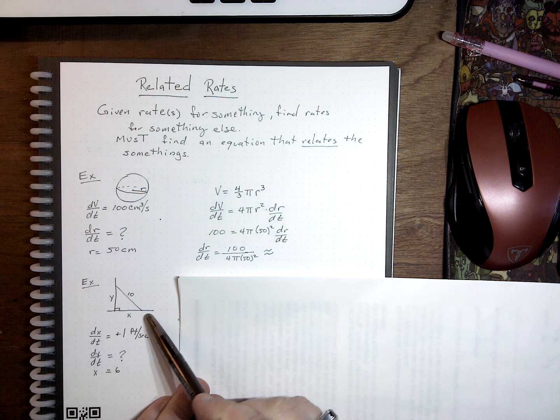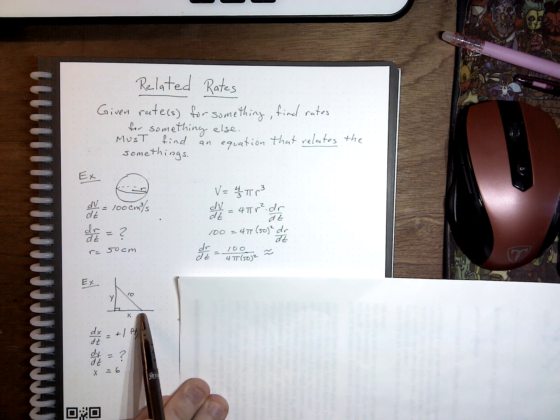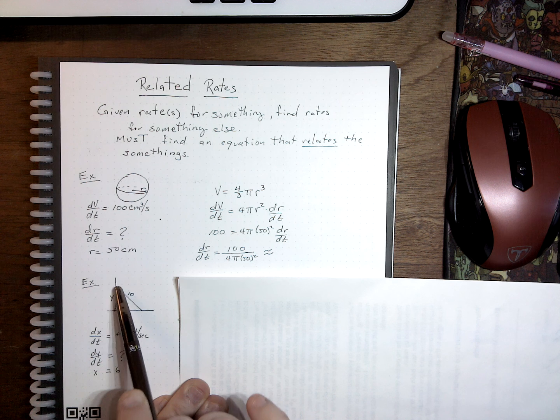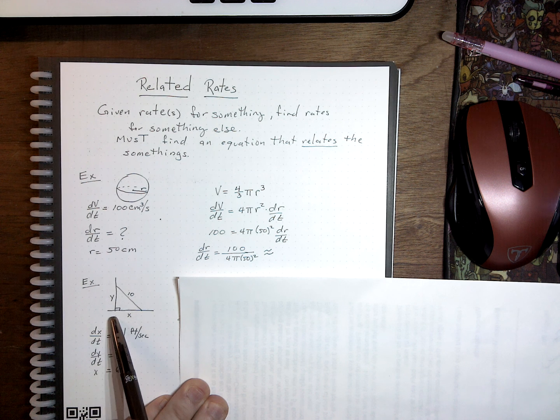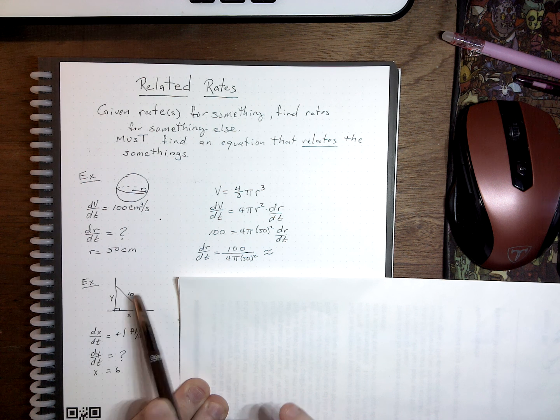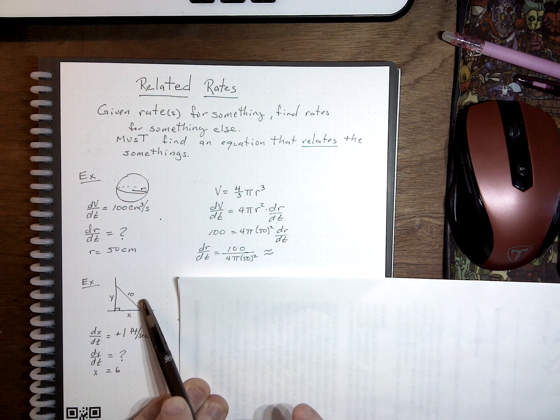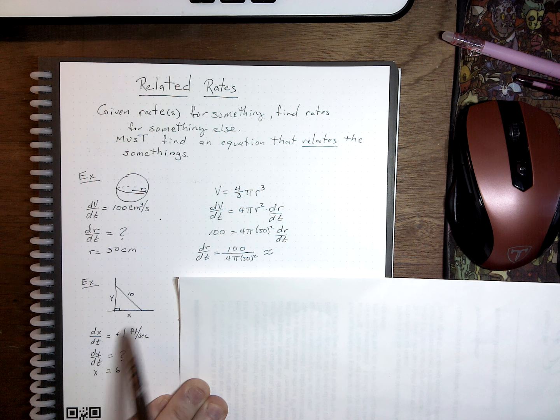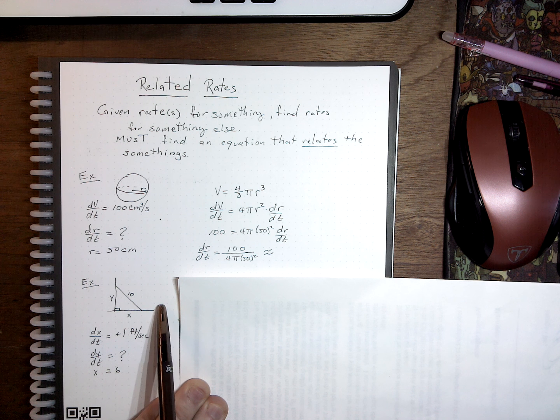There's my ladder. This distance from the bottom of the ladder to the wall is changing. So if it's changing, I'm going to give it a variable name, x. The distance from the top of the ladder to the ground is changing, so I'm giving it a variable name, y. The ladder doesn't change size. It's always 10 feet, so that's what I stick in there. I'm told that the ladder is going away from the wall at 1 foot per second. Since it's getting bigger, it's a positive 1 foot per second. I'm looking for dy/dt when x is equal to 6.